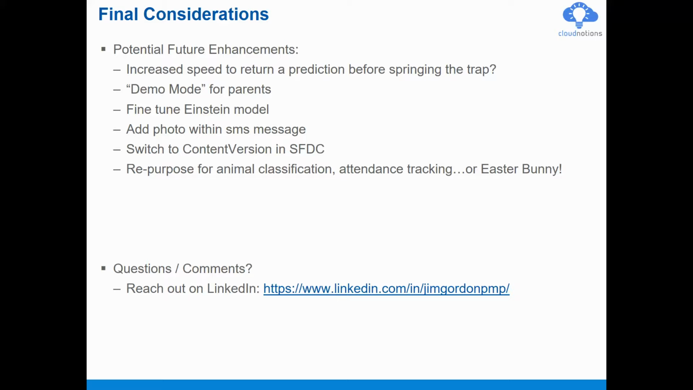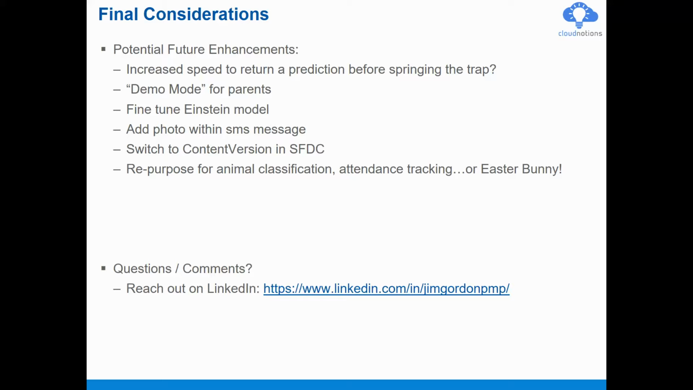So, final considerations on this project. It would be interesting to see if you can increase the speed to be able to return a prediction before springing the trap. Like, how fast can you make the prediction come back? I would also recommend some type of demo mode for parents so that as you're testing and doing different things, you don't send any text messages that you don't want.